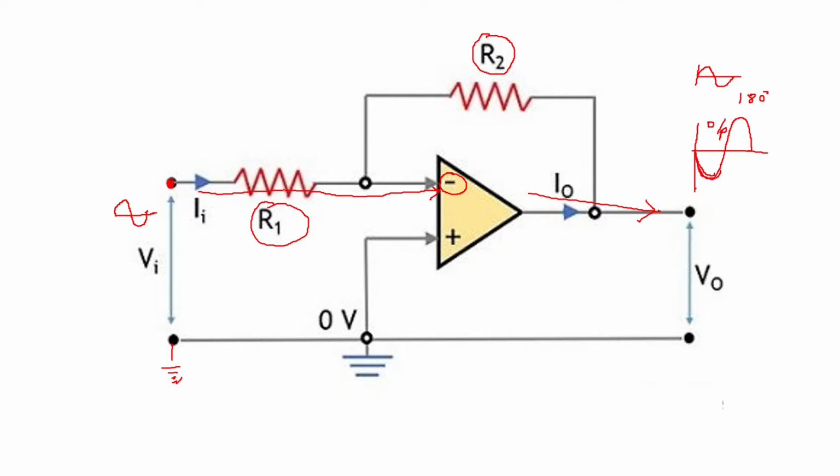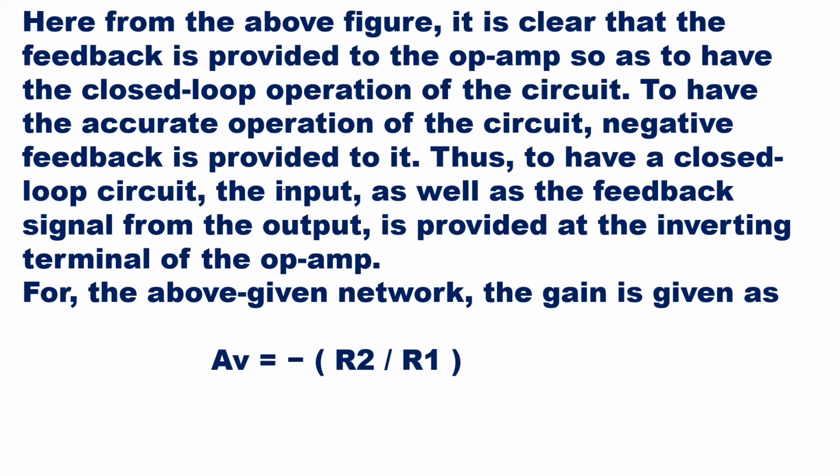And here feedback we are going to give to the negative terminal. So it is a negative feedback. And the input also we are going to give to the inverting terminal. So it is an inverting amplifier. Then from this circuit, it is clear that the feedback is provided to the op amp so as to have the closed loop operation of the circuit. To have accurate operation of the circuit, negative feedback is provided to it. Thus, to have a closed loop circuit, the input as well as the feedback signal from the output is provided at the inverting terminal of the op amp.